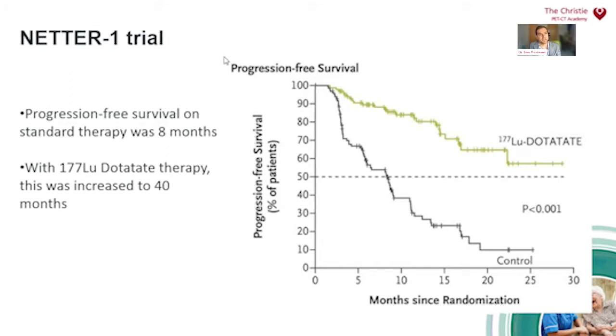There was also a trend towards improved survival in the lutetium arm, but at final five-year follow-up, that wasn't shown to be statistically significant. The investigators proposed that that might have been because quite a high proportion of the patients in the control arm, once they reached progression, actually switched over to having lutetium, which reduces your ability to demonstrate a survival difference over the five-year period.